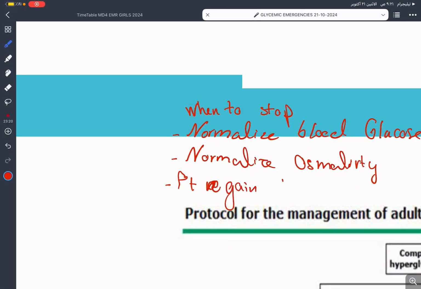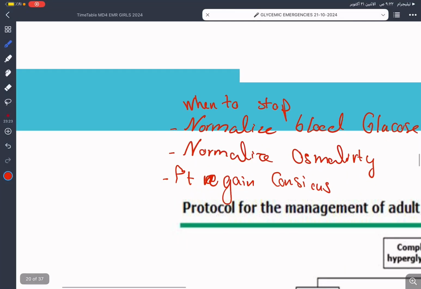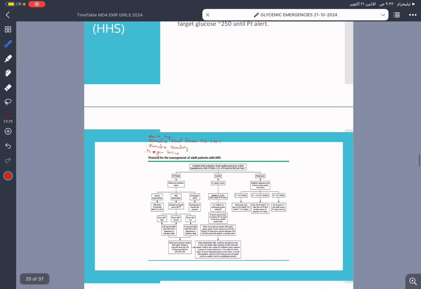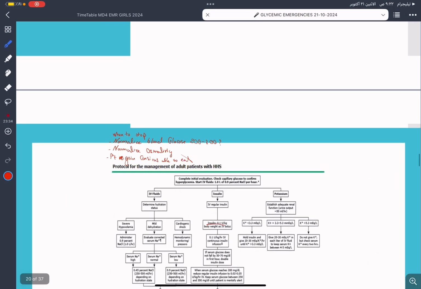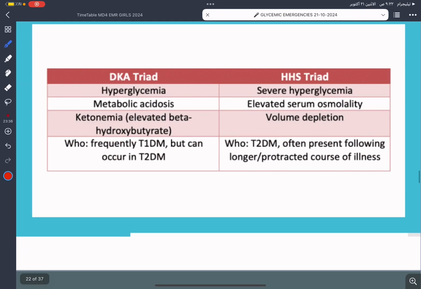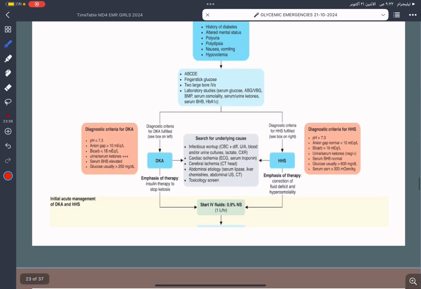And again, how we treat both DKA and HHS. So there's many diagrams and algorithms just to make it easier for you how to treat DKA and HHS. The treatment will be the same: fluid, insulin and potassium as needed.